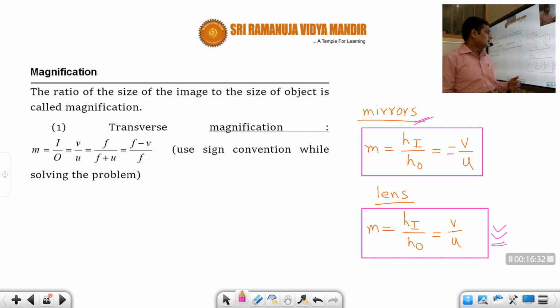These are obtained by some derivations. According to the derivation, we got these results. So please learn this formula by heart, students. m is equal to minus v by u for mirrors, and m is equal to v by u for lenses. And of course, v and u you should substitute with sign convention. Also the height of the image and height of the object: when the object is above the principal axis, positive; below the principal axis, negative. Okay, students. So this is what we discussed in the last session.